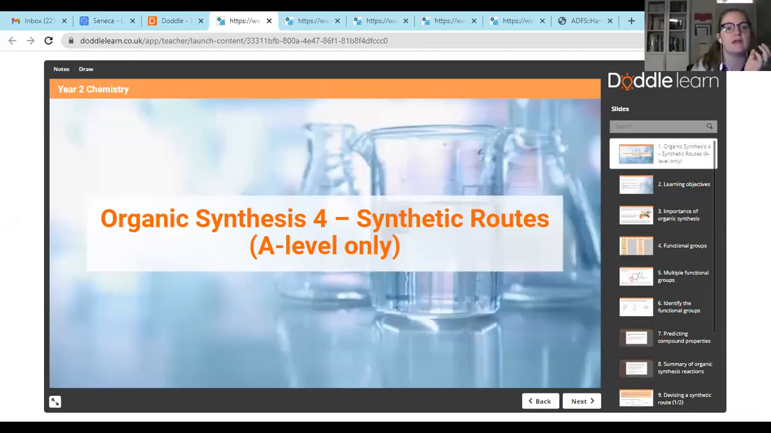And then look specifically at optical isomerism. So optical isomerism is something that's specific to A2 chemistry, but obviously we need to know all about isomerism, which we've done before in the past. We're going to have a quick recap of isomerism, what it is, the other couple of types, and then look in detail at optical isomerism.